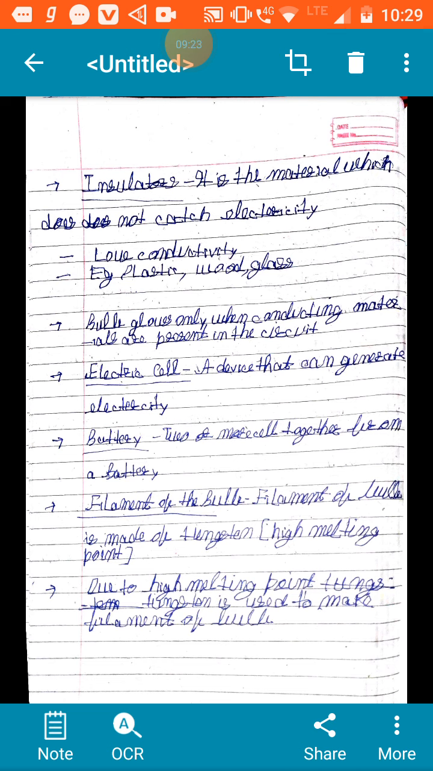Filament of bulb: the filament of a bulb is made of tungsten. What is tungsten? It has a high melting point. Due to its high melting point, tungsten is used to make the filament of a bulb. A fused bulb makes the circuit incomplete. Therefore, the bulb can't glow.